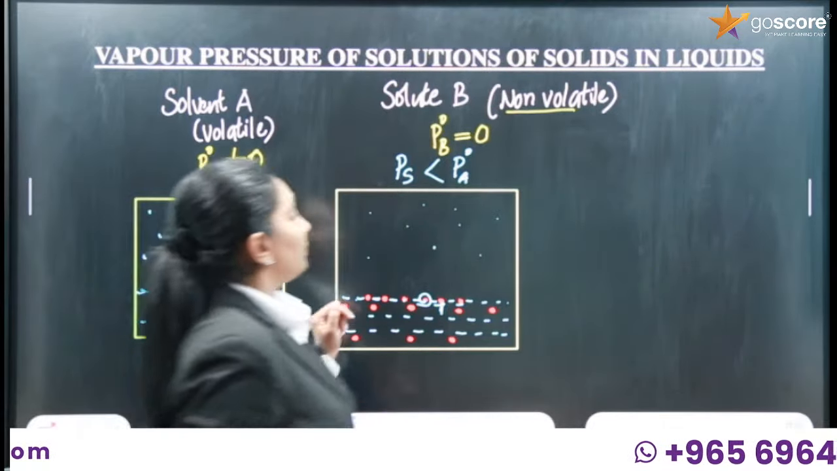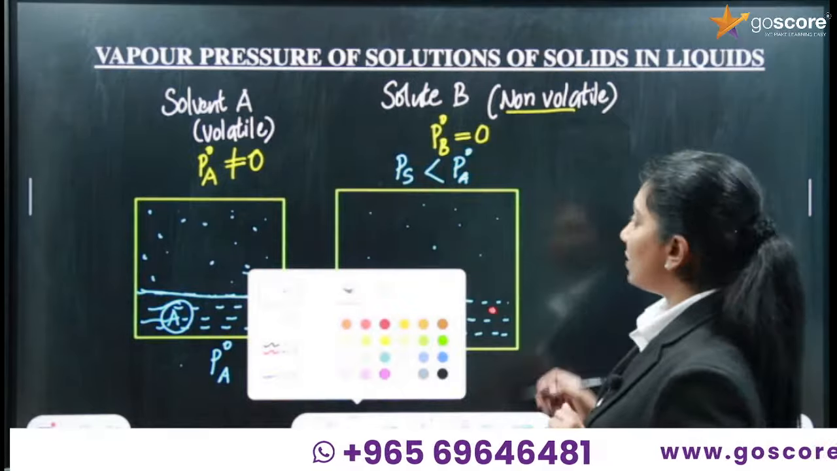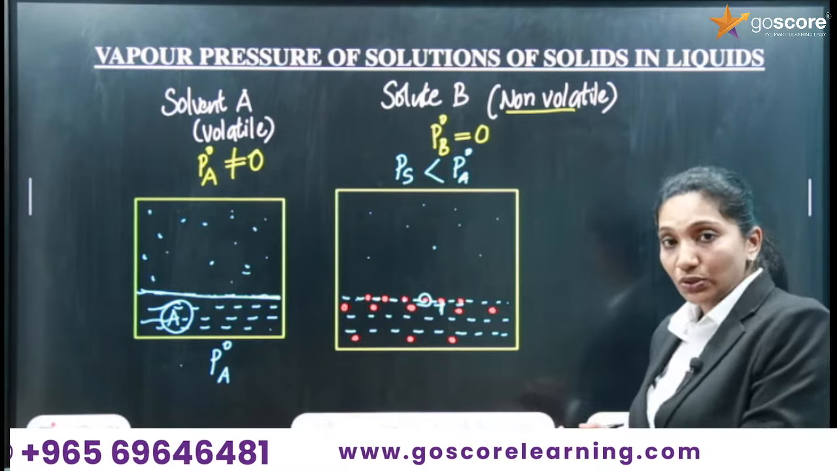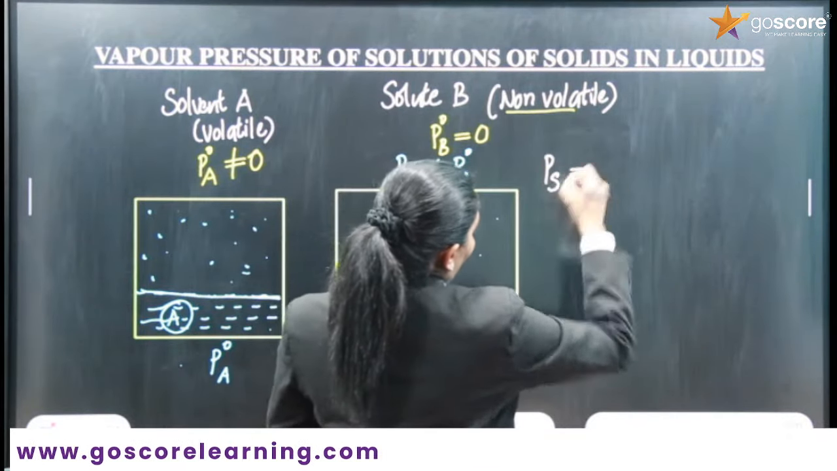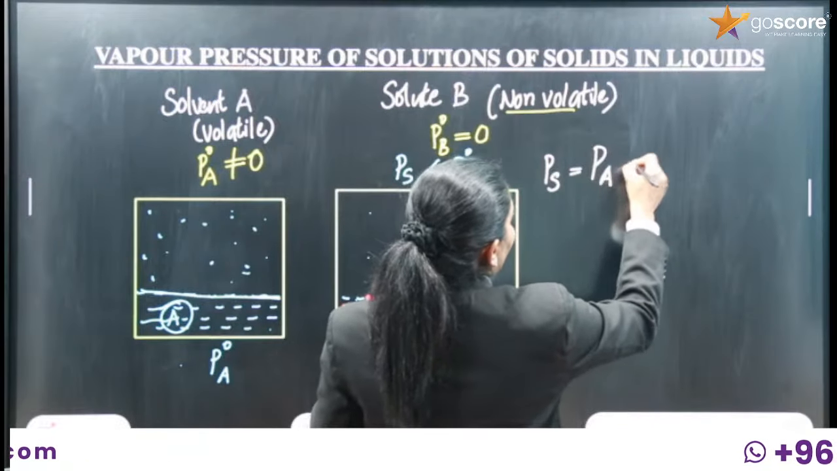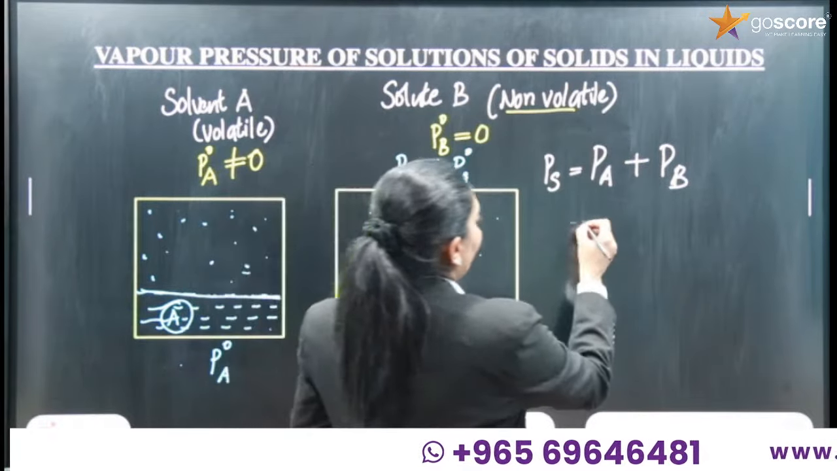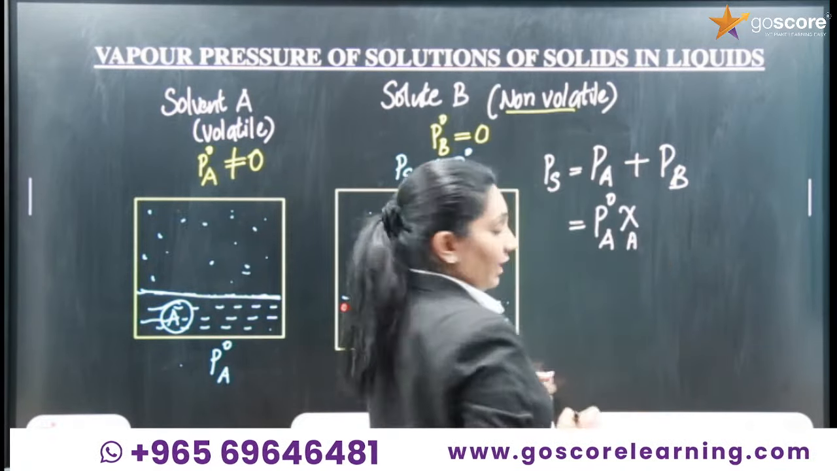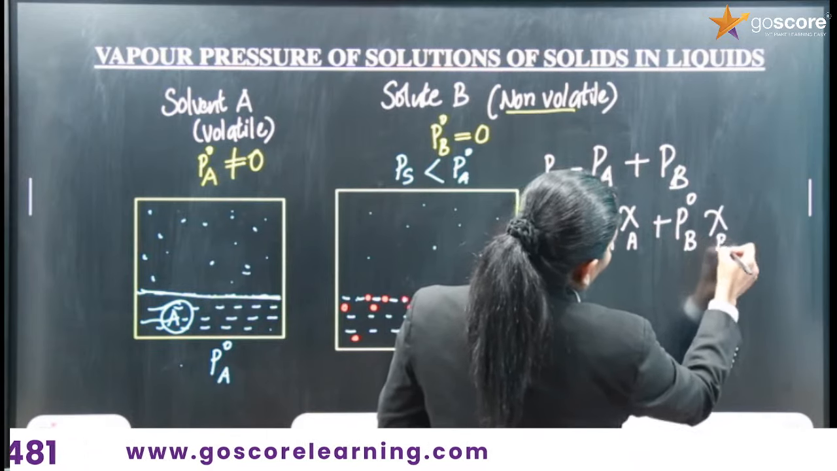Okay. So here we can write the total pressure in this solution. The total pressure of the solution containing the non-volatile solute and volatile solvent is equal to PS, the vapor pressure of the solution, which is equal to the pressure exerted by component A plus the partial pressure exerted by component B, right? Here PA, according to Raoult's law, is equal to P naught A into chi A, and PB is equal to P naught B into chi B, right?